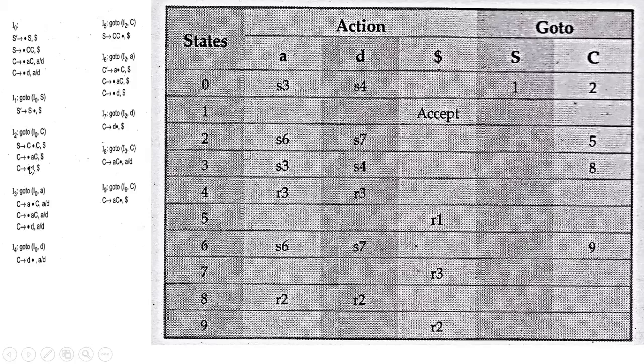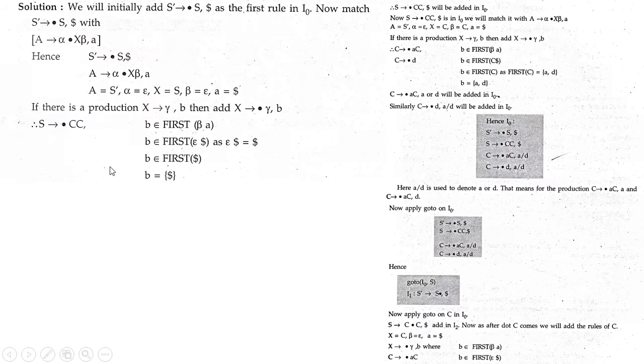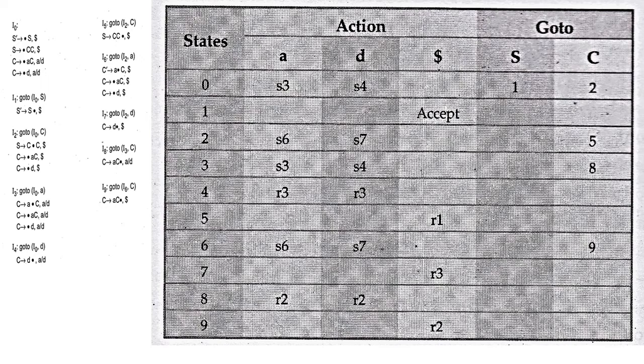Similarly, let's look at another one, that is I4. It is D dot, so it is a reduce action. It's reduced under A and D. So if you see I4, it reduces, we say R3. Why R3? Look at the grammar. This is considered as 0, 1, 2, and this is considered as 3. So it reduced under C derives D. So we say that it is R3. We consider the serial number. So R3, R3.